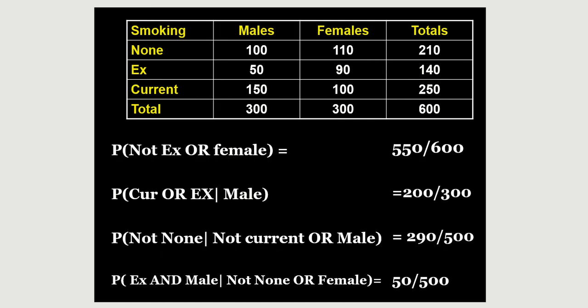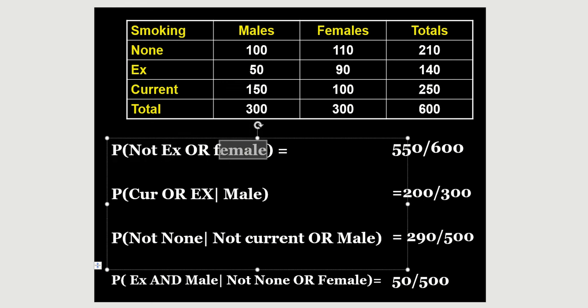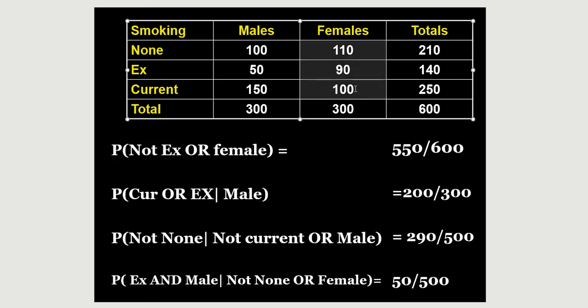So let's do weight exercises. The first one says not ex-smoker or female. So you know that you're going to take all the females. Let me see if I can find a nice way to put them. Okay, so I put them in blue. So all the females are in.